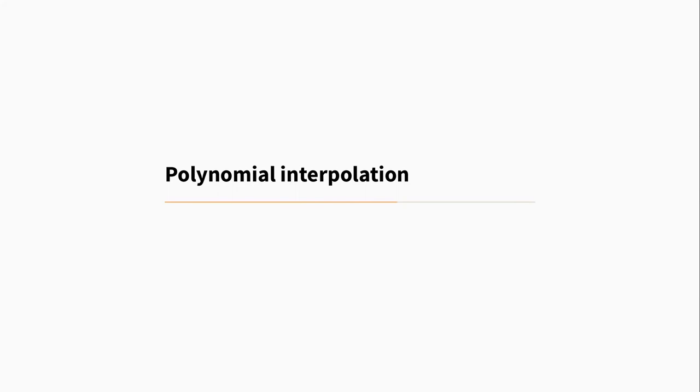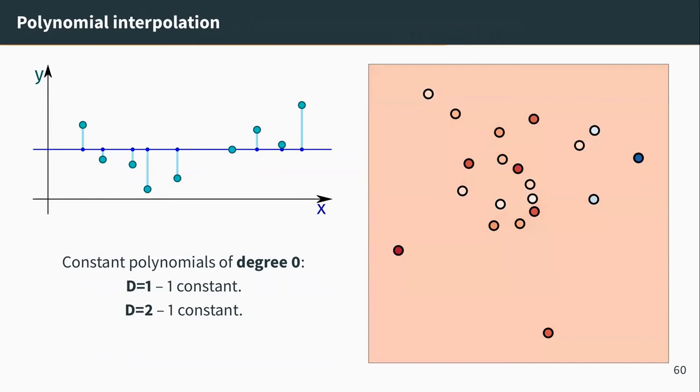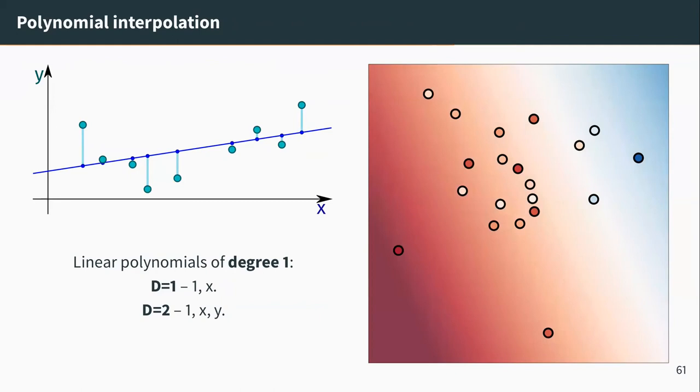So what is polynomial interpolation? You can understand it as the natural extension of linear regression. First, constant polynomials of degree zero are just constants. Here I have my problem in dimension one, and my problem in dimension two. Fitting a polynomial of degree zero just means taking the average value as a constant. Then performing linear regression is finding weights for the following features. In dimension one, you find two weights for the two features, which are the constant one and the linear coordinate x. In dimension two, you have three degrees of freedom: the constant one, x, and y. So this is linear regression, you know what it is.